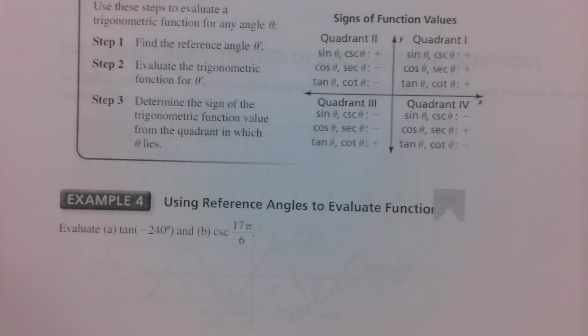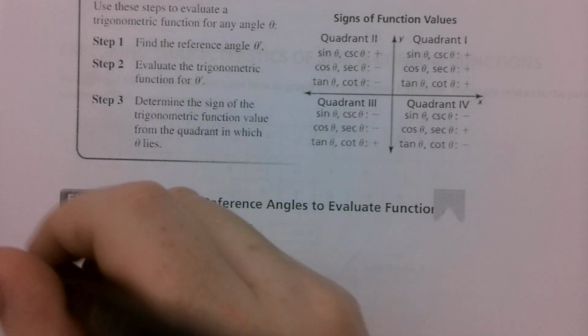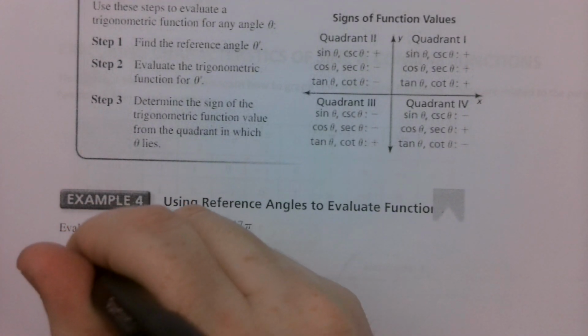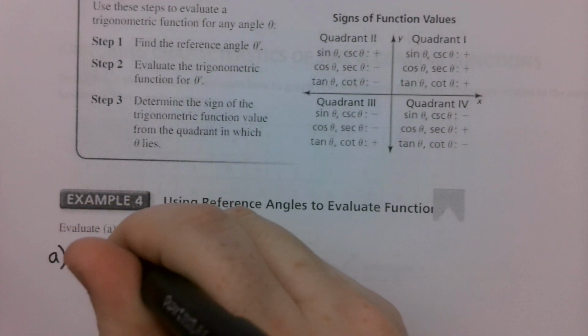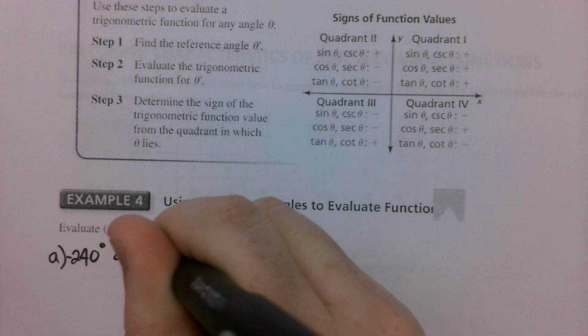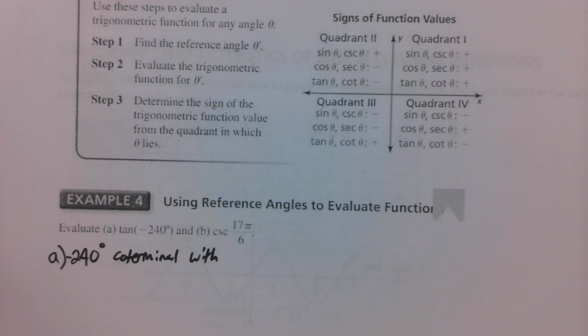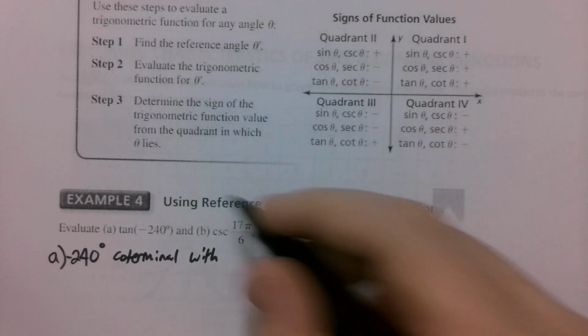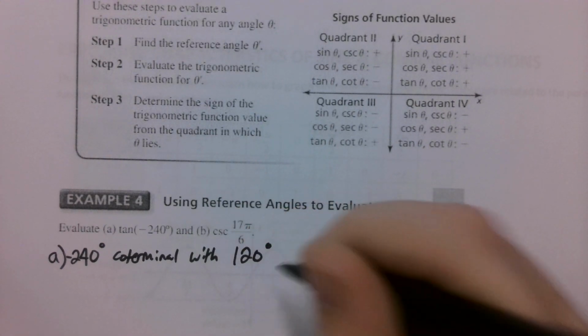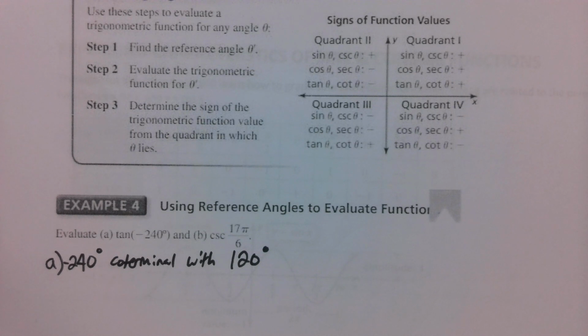Let's take a look and see if we can do the tangent of negative 240 degrees. Again, we've got this negative angle. So first things first, negative 240 degrees is coterminal with what? Well, if we add 360, we get 120 degrees. So let's actually do the math based on a 120 degree angle. It'll be a little bit neater to do.